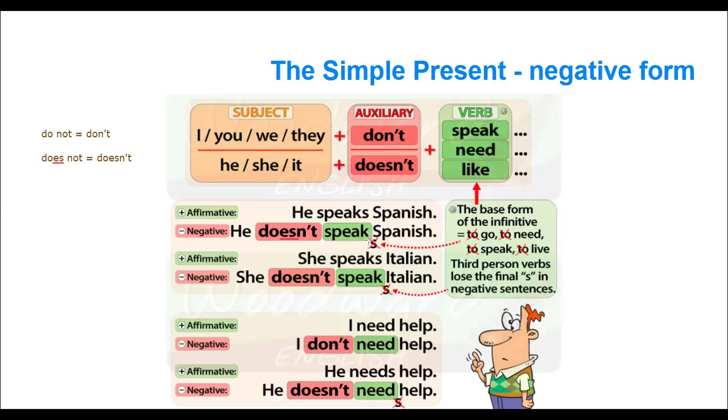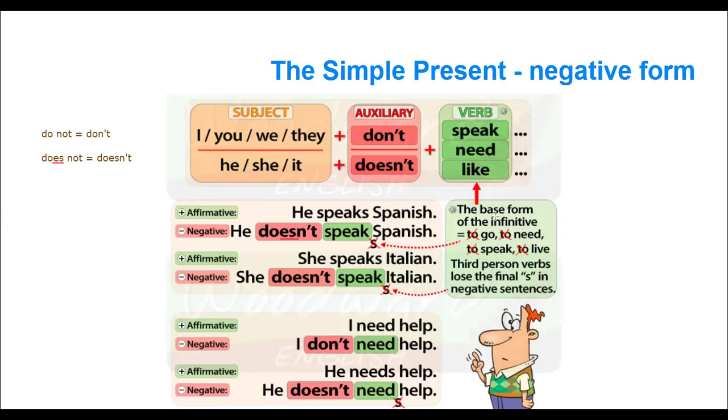Okay, it's clear. All right. So yeah, so he speaks Spanish. In negative form, he doesn't speak Spanish and no letter S. We have, for example, this one. She speaks Italian. Can you read the negative form, Radel? She doesn't speak Italian. Exactly. No letter S. And we have the information over here.